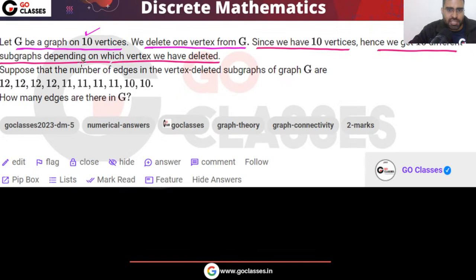Suppose these are the numbers of edges in the vertex-deleted subgraphs. How many edges are in the original graph? In the original graph, how many edges are there? Okay, so let's solve it. There are 10 vertices, and you can assume these are the vertices V1, V2 and so on up to V10.